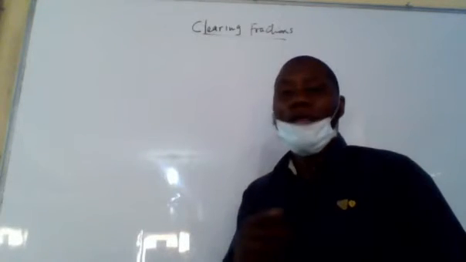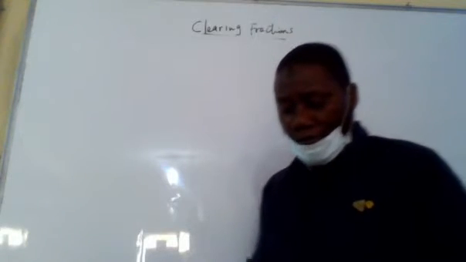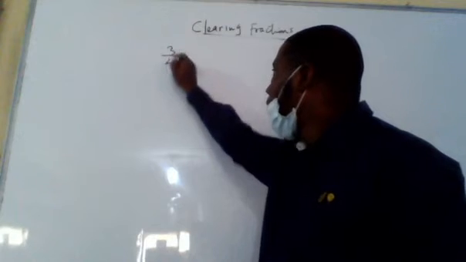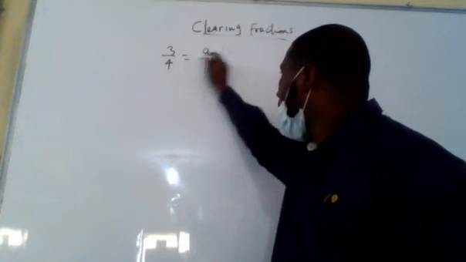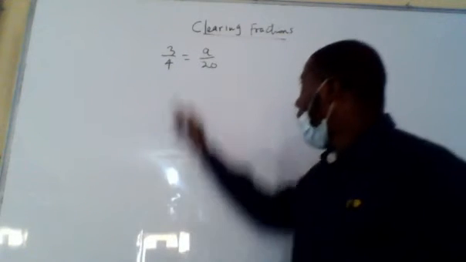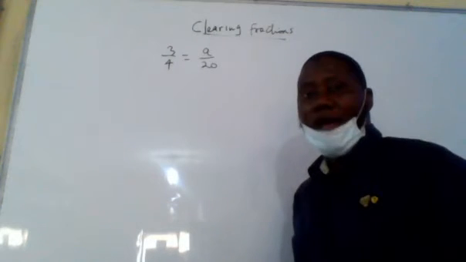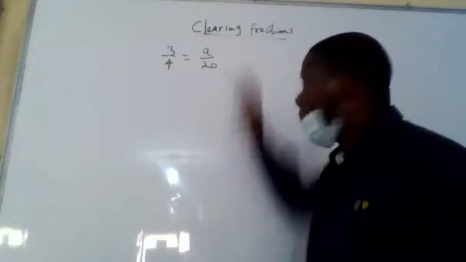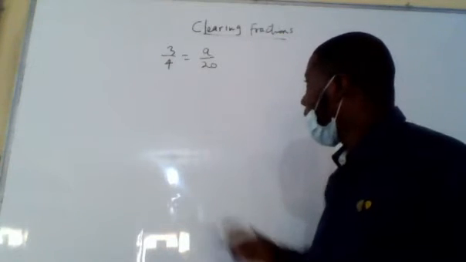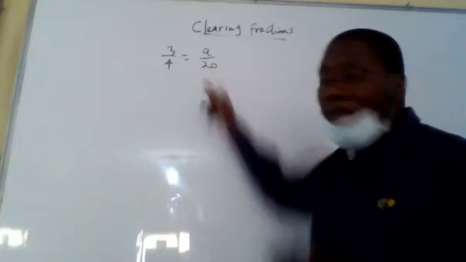So now let's have this example. If you are given 3 over 4 equals a over 20. 3 over 4 equals a over 20. In this problem, you have the unknown to be a. That means we want to solve for a. And in the denominators, we have 4 and 20 as the denominator.